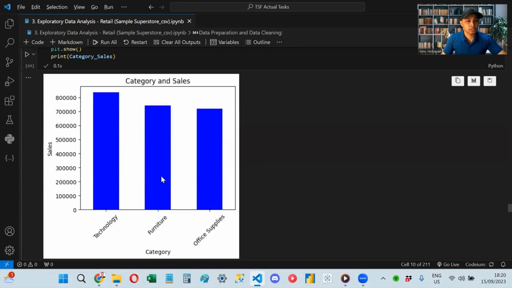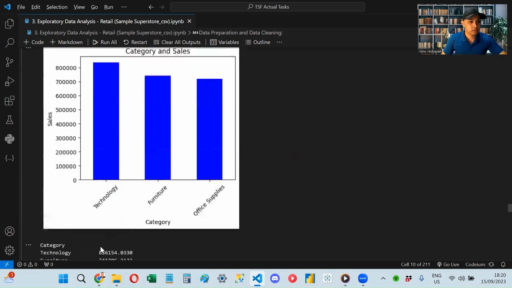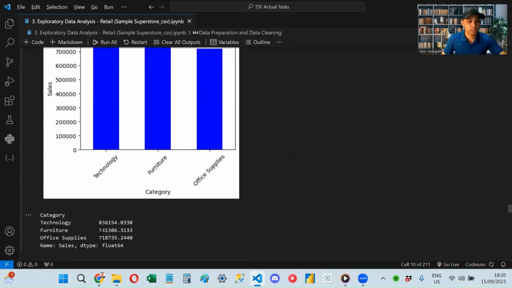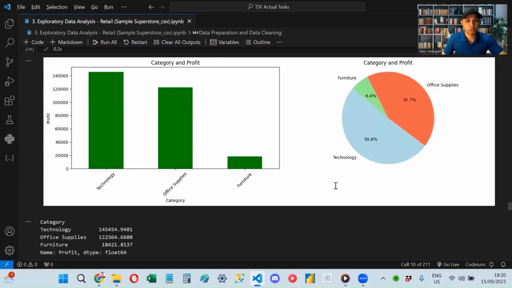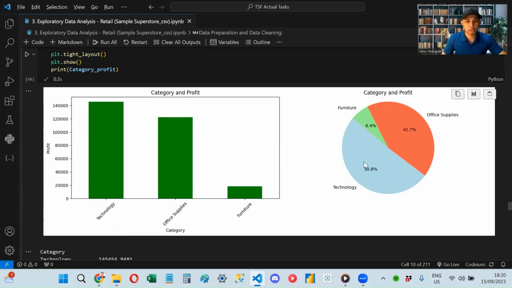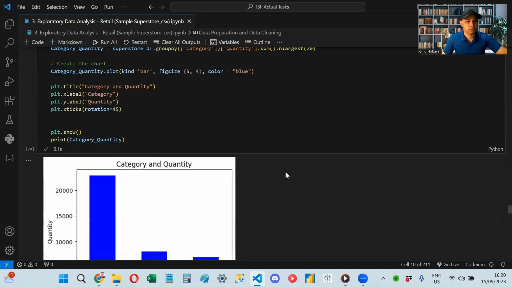So as you can see here in the sales, this is good. This is actually fantastic insight. So in technology, we make around 836,000 in sales. In furniture, we make 741,000. So it's actually in 2nd place. Yet when we look at profit, majority of our profit comes from technology. This amounts to 50.8%, while furniture, despite making a lot of sales, only amounts to 6.4% of profit. So we will have to investigate further.